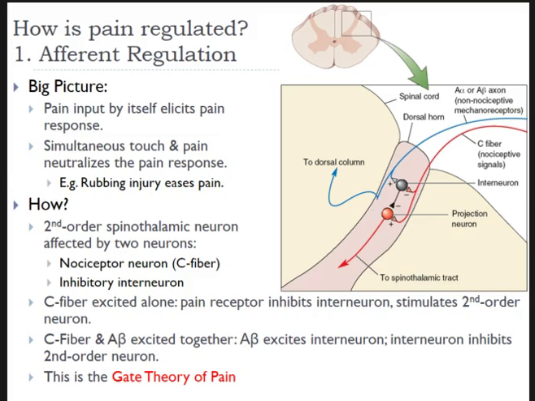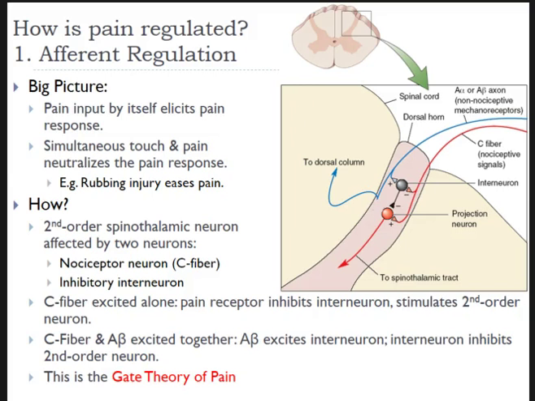So I'll read through the slides, which basically says the thing. A second order spinothalamic neuron is affected by two neurons. One would be the nociceptor neuron, that's your C fiber. The other would be this inhibitory interneuron. So the C fiber, if excited alone, the pain receptor actually inhibits this interneuron a bit, but it's going to stimulate the second order neuron. But if the A beta axon and the C fiber are stimulated simultaneously, the A beta axon excites the interneuron, which will then inhibit the second order pain neuron and prevent it from responding vigorously to whatever the C fiber is telling it.